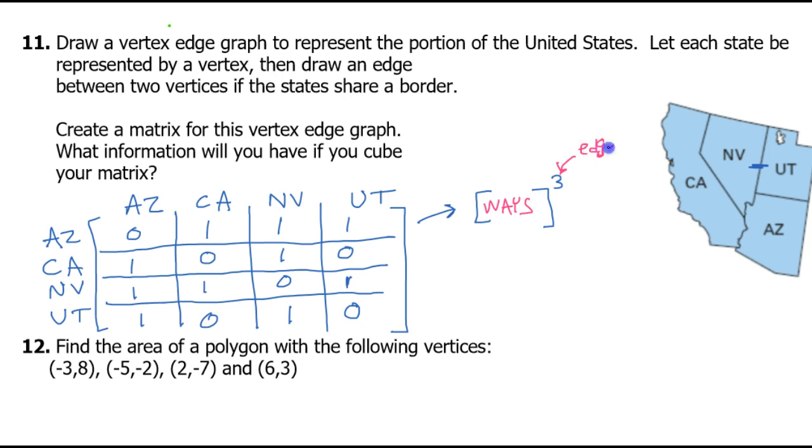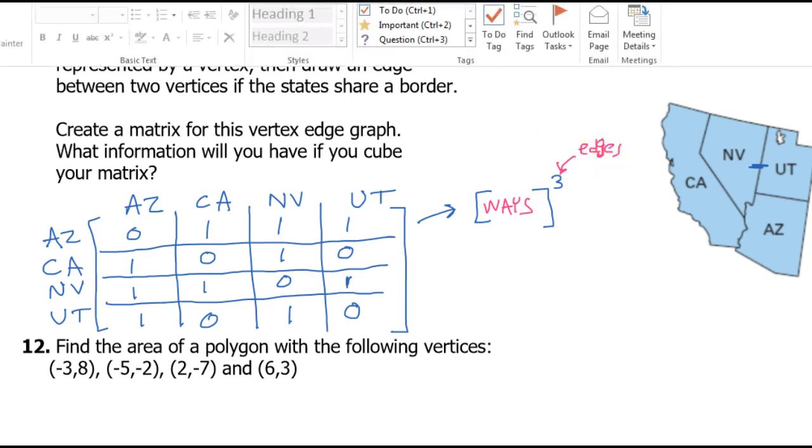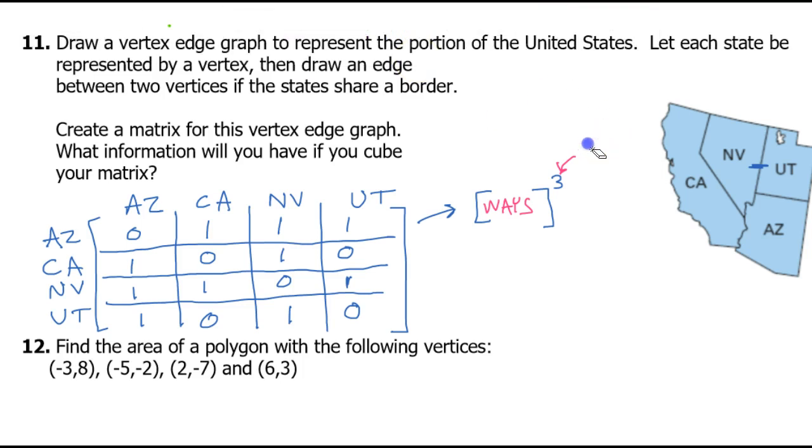I almost spelled edges wrong. In fact, let me rewrite that. That looks ugly. All right, so we have ways, and then the exponent is edges. Now in this problem, instead of edges, we're going to say borders, because we're talking about whether or not these states have borders in common. Okay, so let's see what we can come up with.